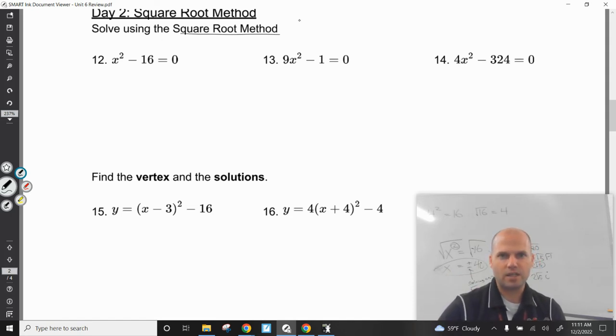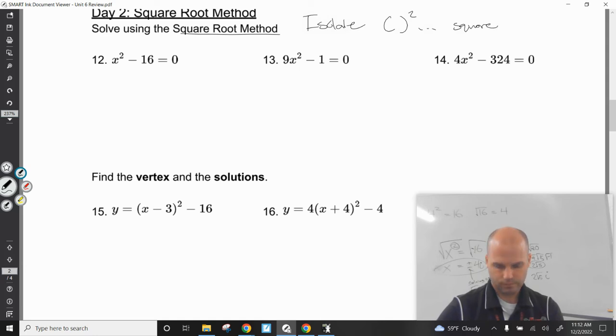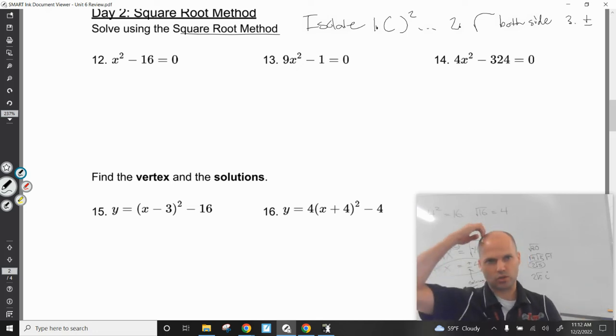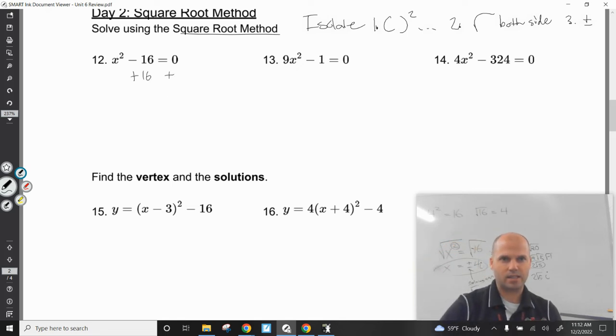Now, the square root method is isolate the square and then square root both sides. So step 1, isolate the square by getting it by itself using algebra. Square root both sides. Don't forget a plus or minus because we're using a square root to solve. We know there's two solutions here, positive and negative 4. How do we get those two solutions? Well, I'm going to add 16 to both sides. I get x squared equals positive 16. The square is isolated. I now square root both sides.